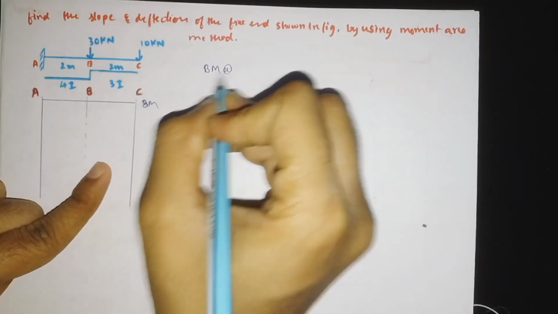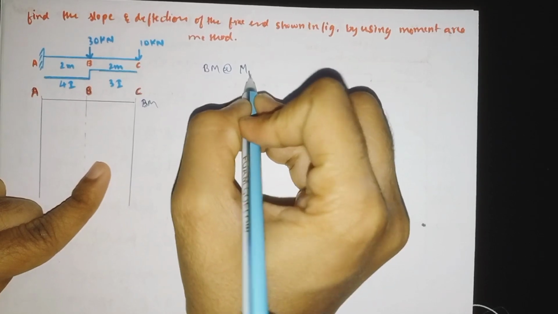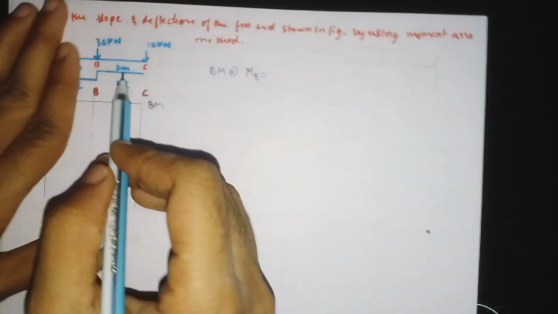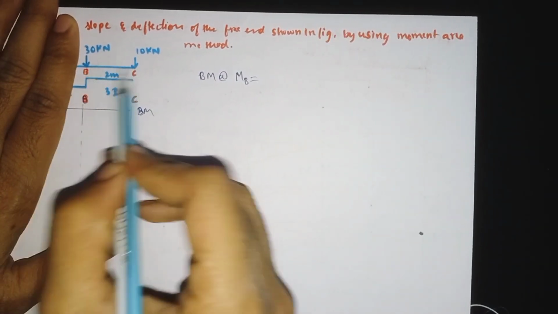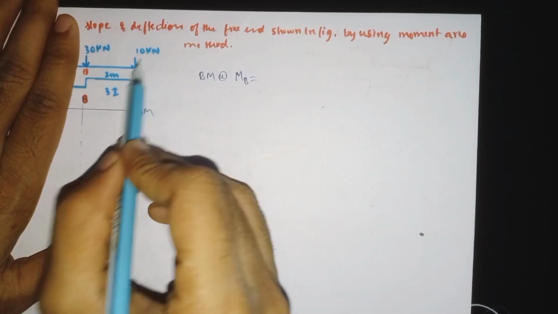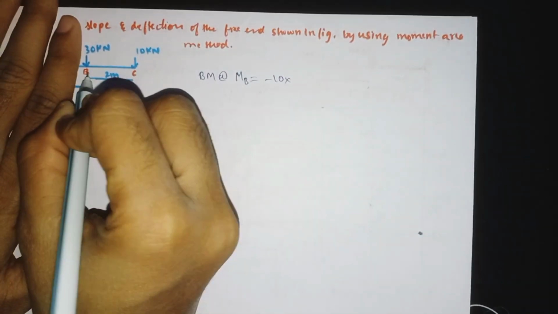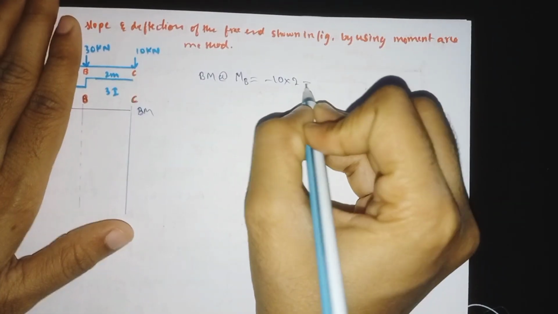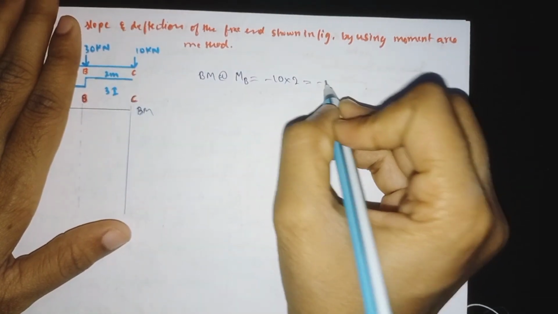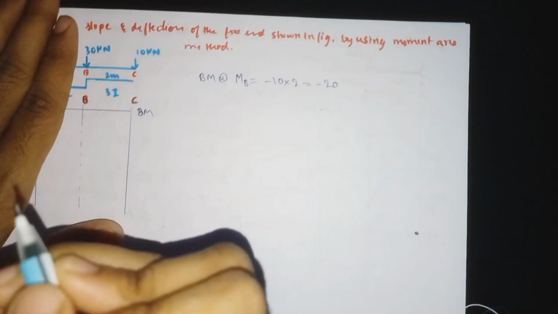Now we need to find the bending moment at point B. So call it MB. Now we need to see only this much of the portion. Here a point load of 10 kilonewton is acting. It is moving downward. So minus 10 into the distance from here to here, which is 2. So minus 10 into 2, if you do, it will come out as minus 20.